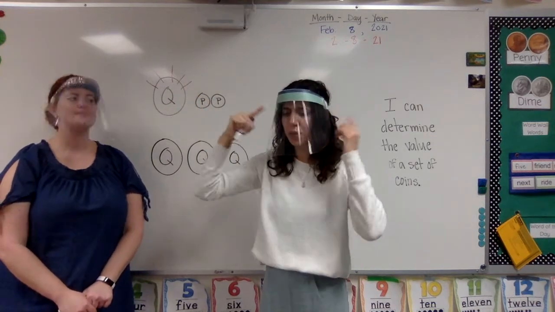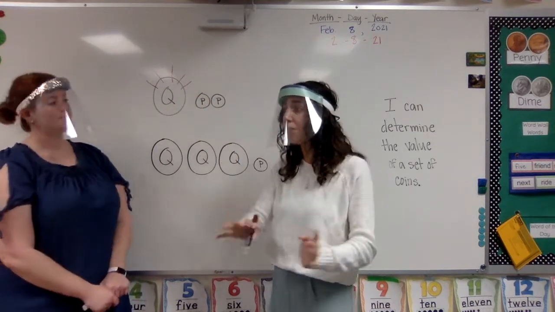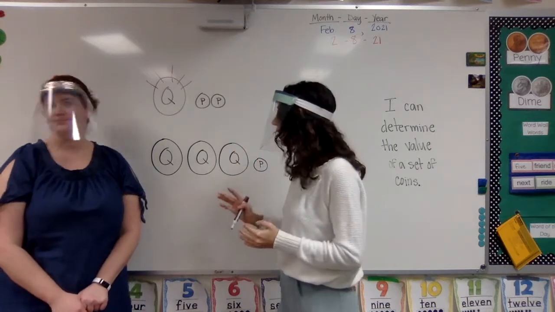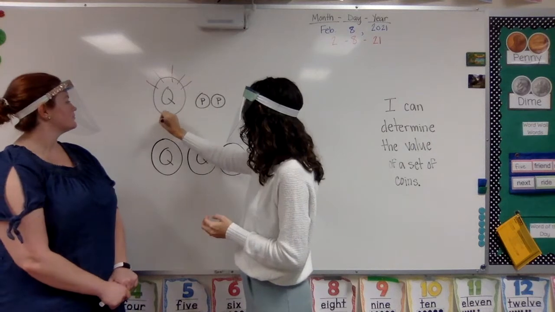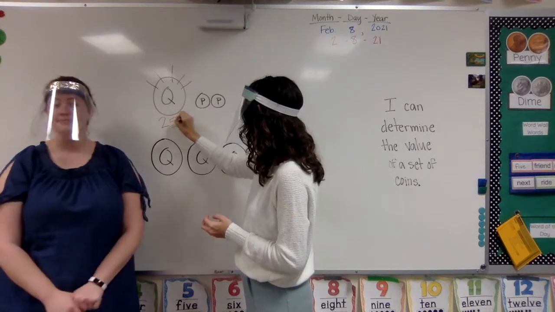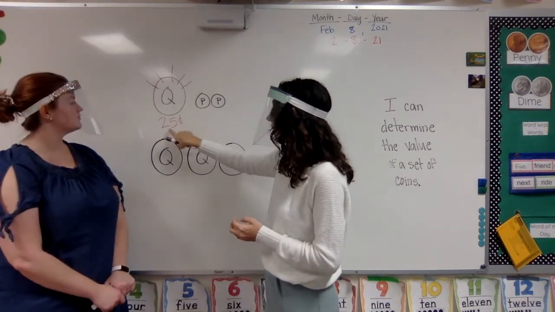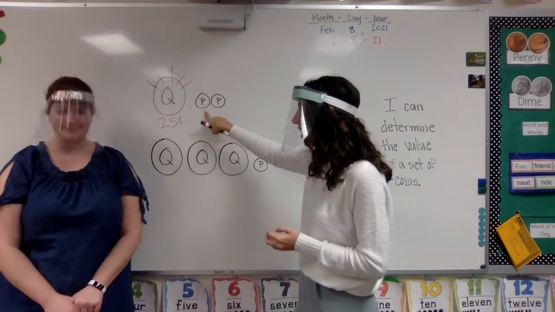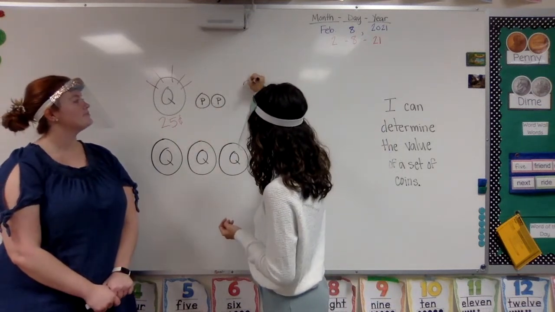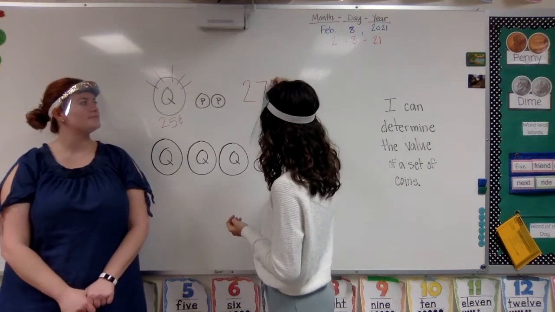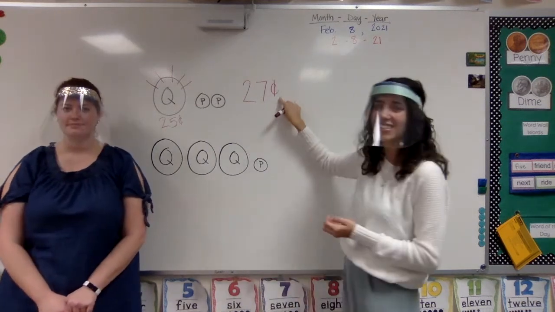And now I have to switch my brain, and I have to remember, I'm not going to keep counting by 5s or even 25s. I have to count by 1s now. So I'm going to write 25 under my quarter because I know that's how much it's worth. And then I'm going to add 26, 27. So my quarter plus 2 pennies is worth 27 cents.